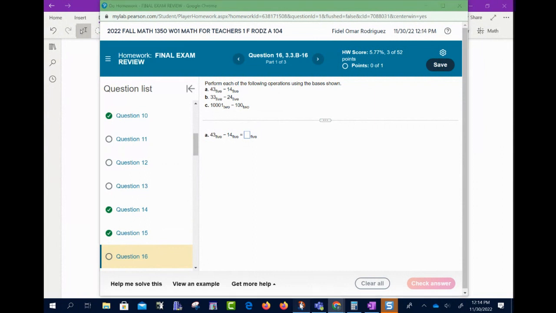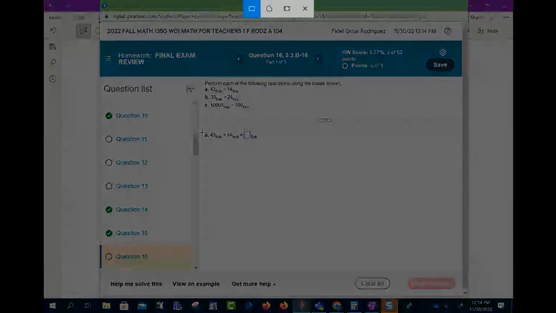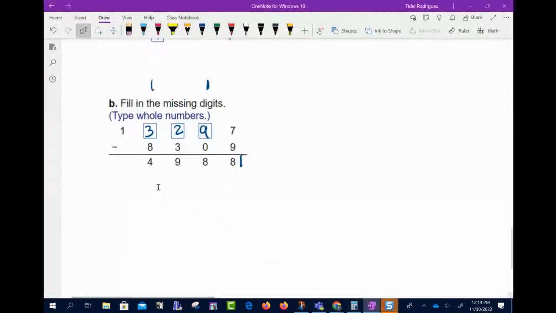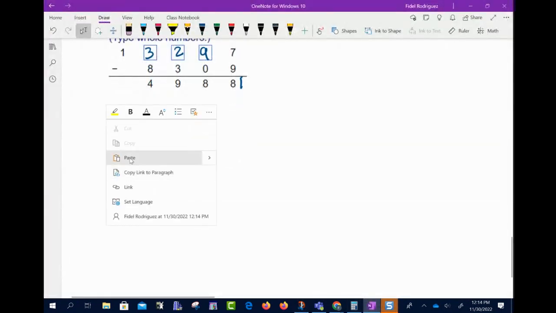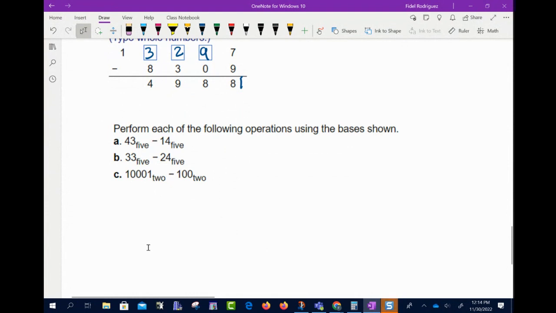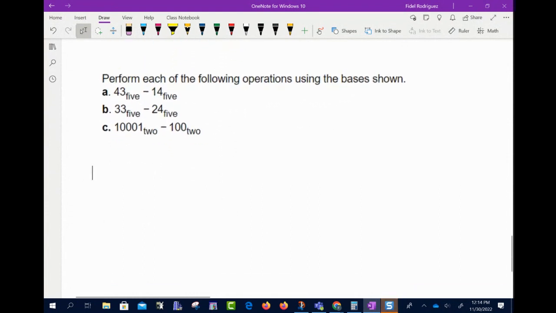Okay, let's take a look at this one here. So let's go ahead and see if we can't figure these parts out. Okie dokie. Let me copy this here, and let me drop it down over here, y'all. Okay, it says perform each of the following operations using the bases shown. Okay, so we have 43 base 5 minus 14 base 5. So 43 base 5, and we're trying to subtract 14 base 5, okay?